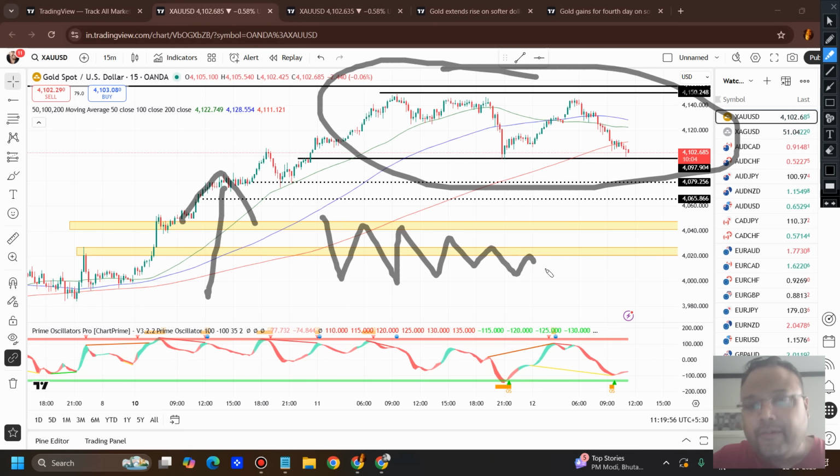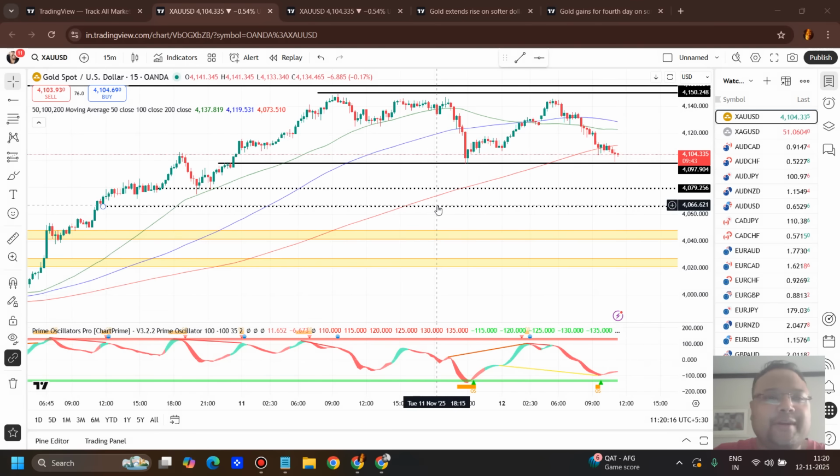So if you are a swing trader, or if you're planning to take a trade for the next couple of days and weeks, then obviously you can still look for a buy at retracement, or you can hold your buy with a trailing stop loss. But if you're a day trader, then you need to stick to the levels again, because the up move is under trouble.